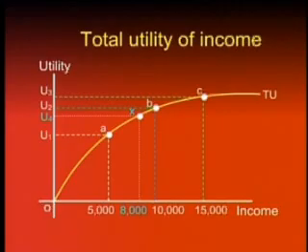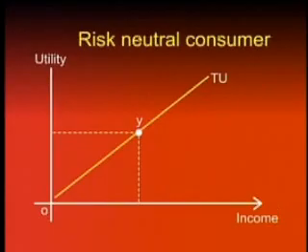Now, think about what would happen if the total utility function were a straight line and not a concave function. That is, the consumer is risk neutral. In this case, Y delivers the average for both the horizontal axis and the vertical axis.